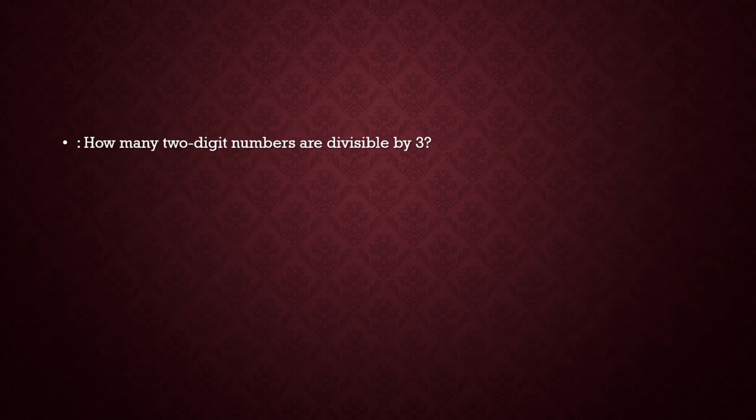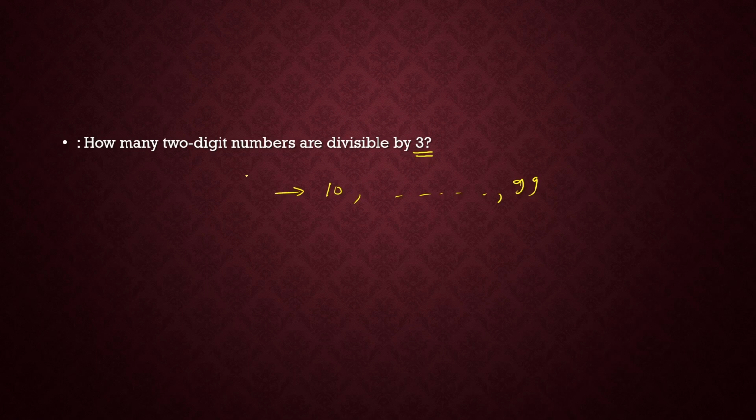So let's move on to the next question. How many two-digit numbers are divisible by 3? Okay, two-digit numbers means it starts with 10 and it goes up till 99. So here I have to check the first number that's divisible by 3. So 10 is not divisible by 3.